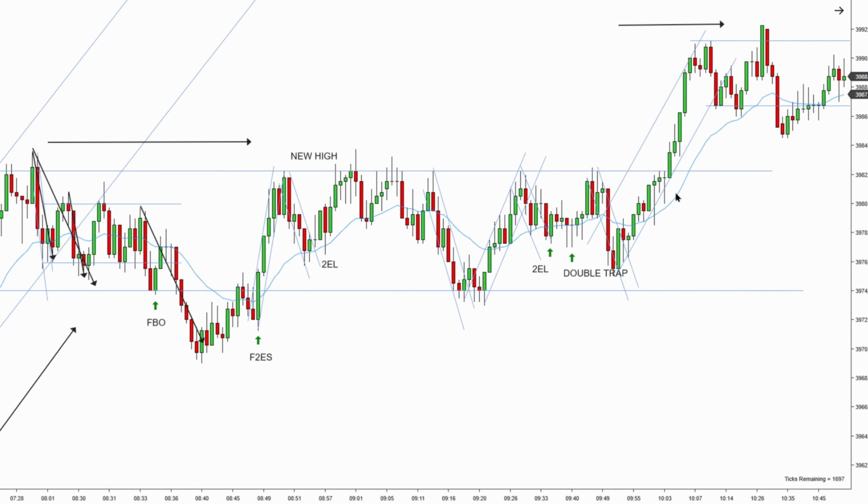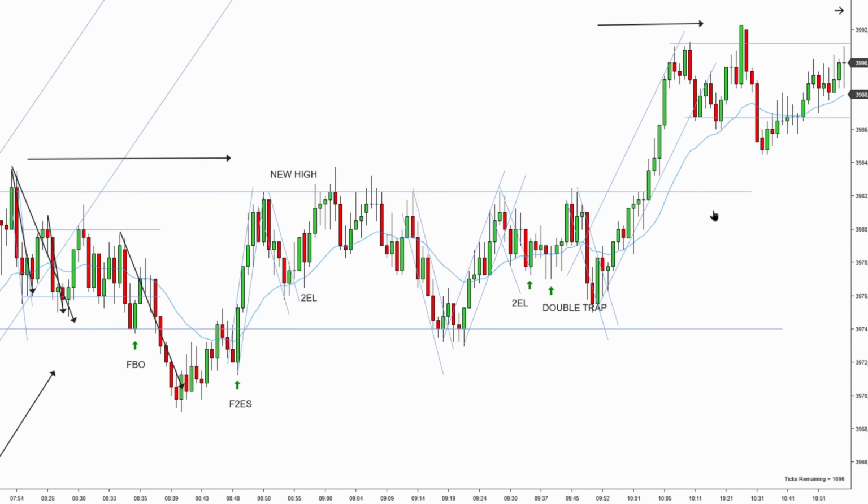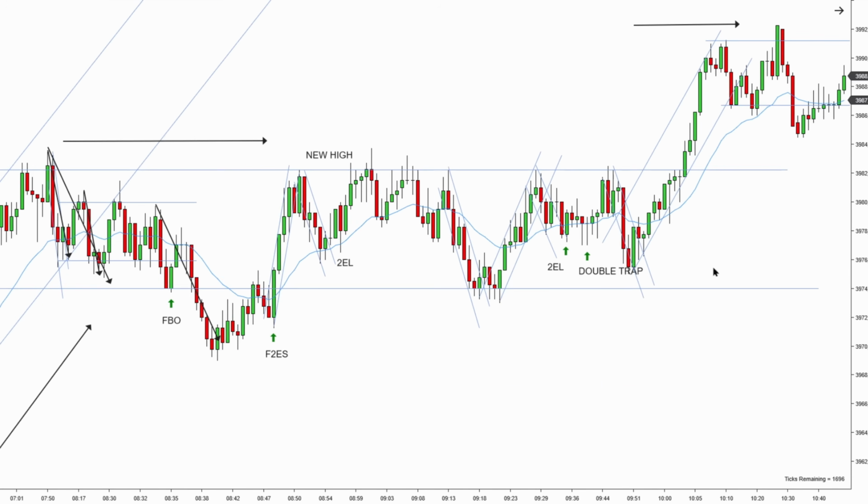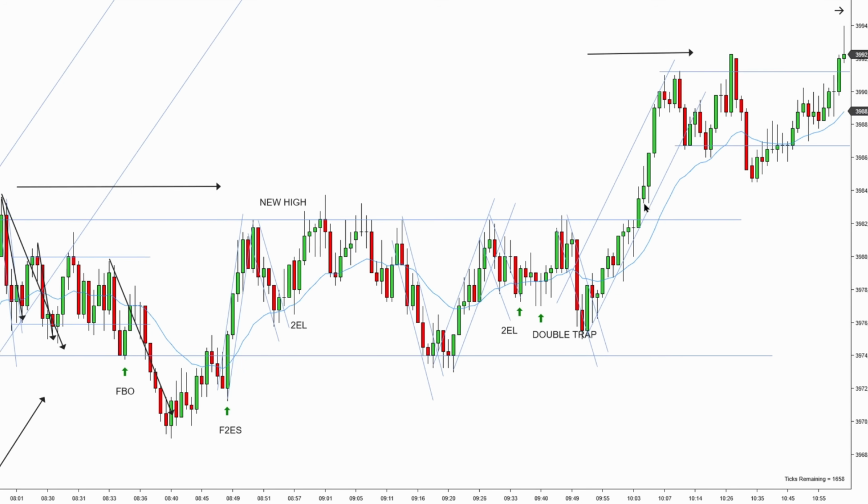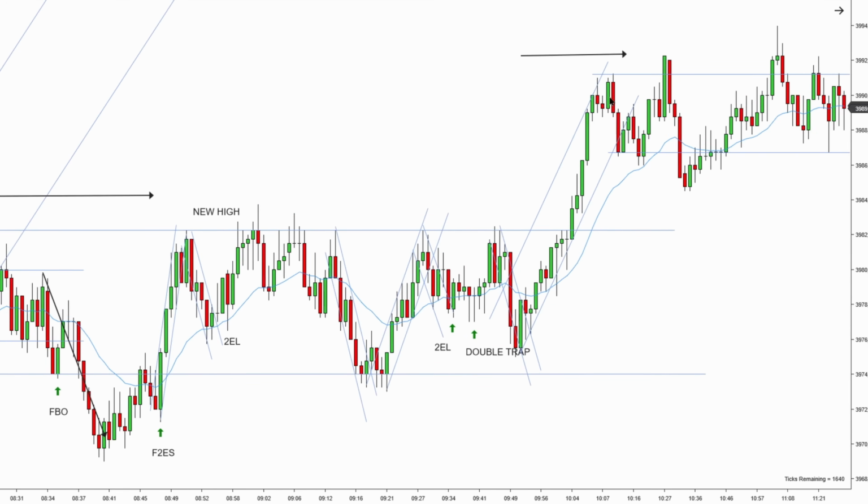So decent setups, I mean context wise, but when it comes to actual entry here, there are so many cons against these setups that it would be pretty much very aggressive. But market continues working higher, which means we have an uptrend in play.